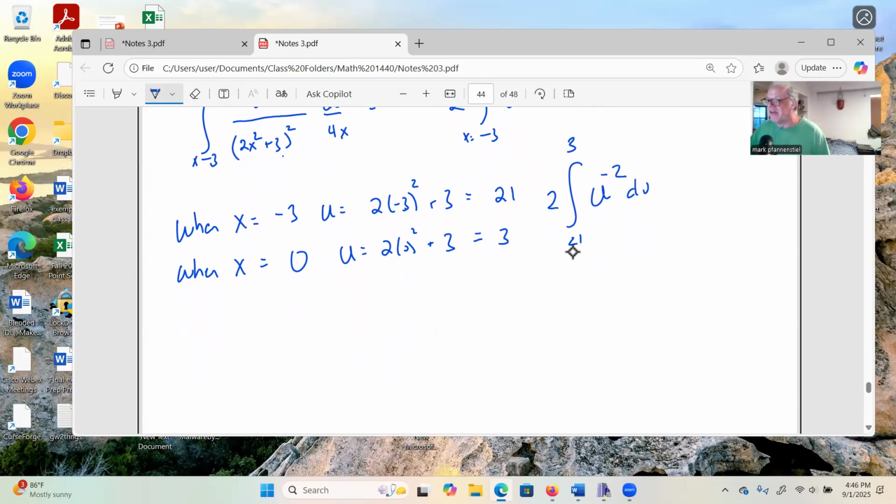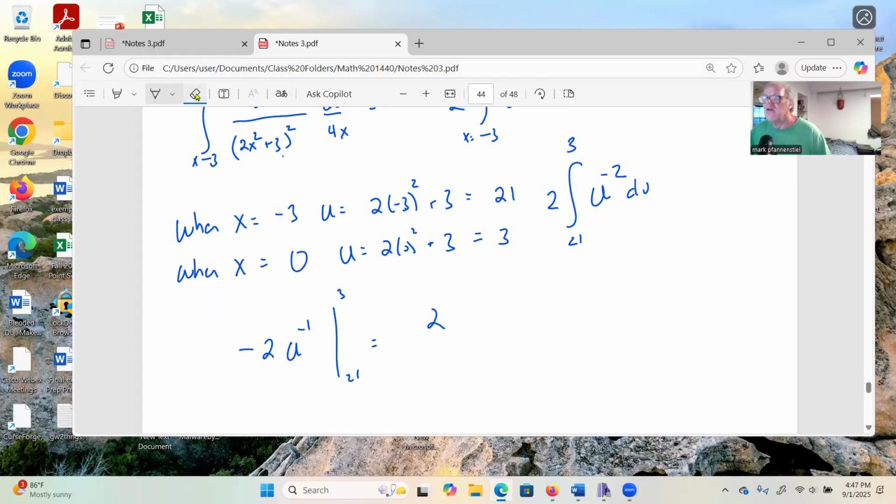So be careful with how to do this. Again, all of this is just so that I don't have to go back to x's and plug in the 0 or the -3 to 0. I can stay here and plug in 3 and 21. So go ahead and integrate this. This is going to be -2 u to the -1, going from 21 to 3. Was it negative? It was negative, wasn't it? So it's -2. I'll tell you what, we're going to do that trick again where I get rid of the negative sign and say, let's swap the order of integration. So we have 2 u to the -1 going from 3 to 21. And we'll see how that works.